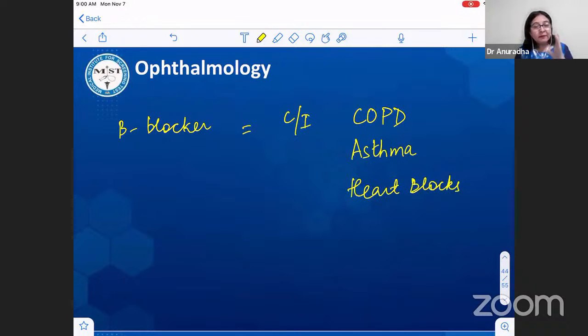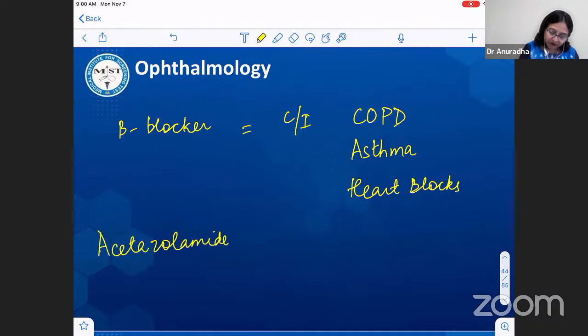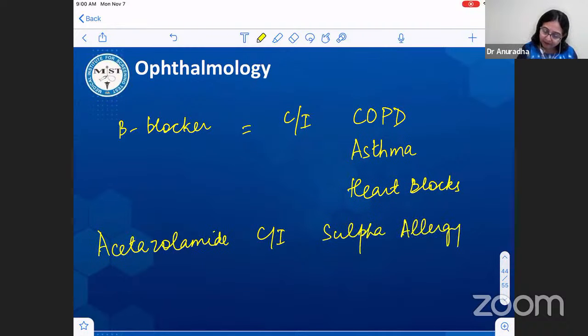Okay, so please remember these contraindications of beta blockers: COPD, asthma, heart blocks. Acetazolamide has a lot of side effects, but the contraindications to remember are sulfa allergy and renal failure, the main ones. And for brimonidine, the contraindication is in children, beta.